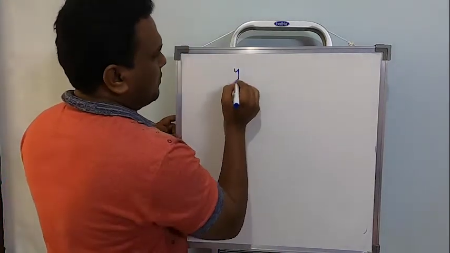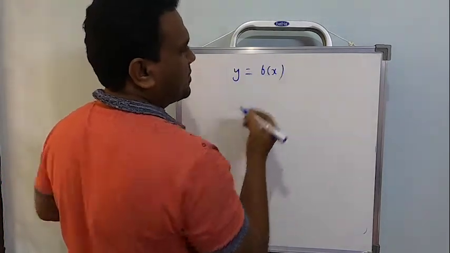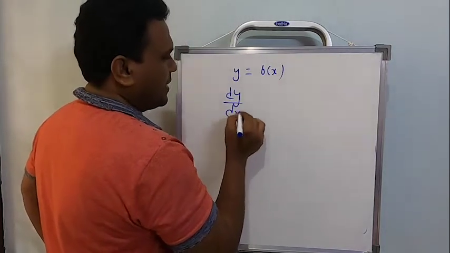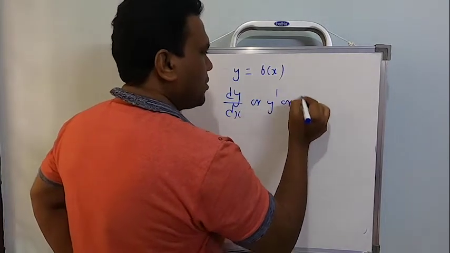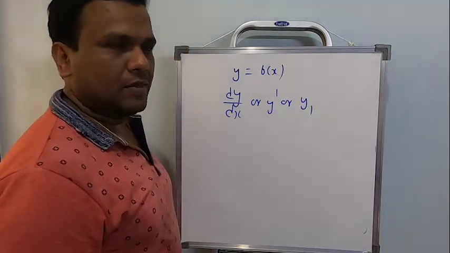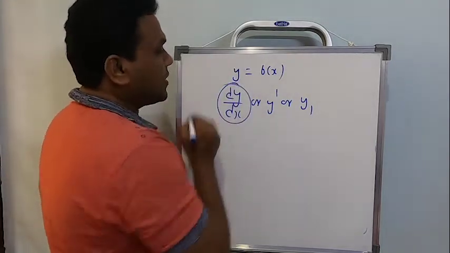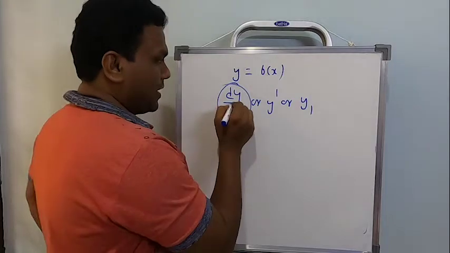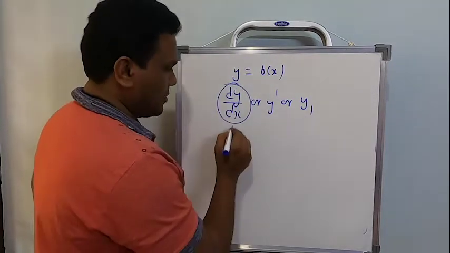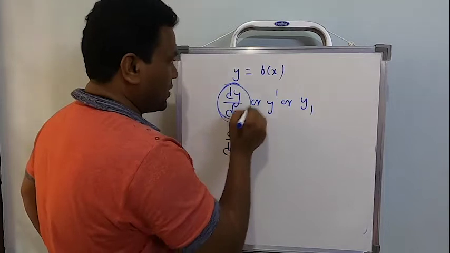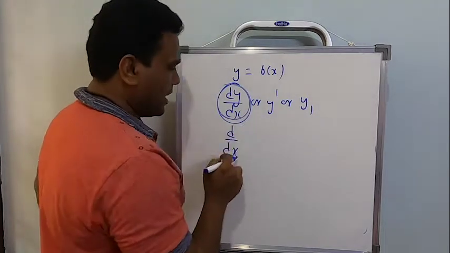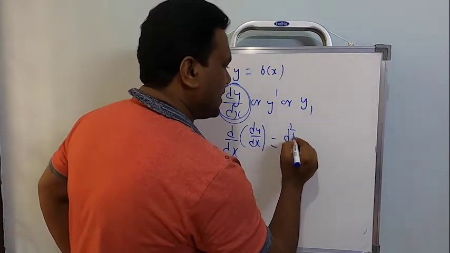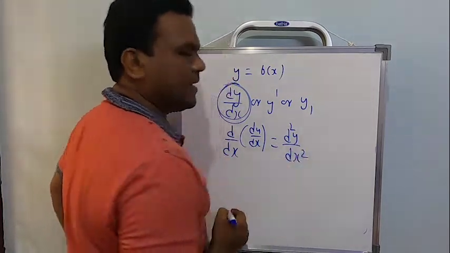Okay, now let's have a function y is equal to f of x. If I differentiate for the first time, I'm going to write it as dy by dx or y dash or y1. This is first time differentiation. We call it the first order derivative. That is, one time it is differentiated. But now if I differentiate this once again with respect to x, then d by dx of dy by dx will be simply written as d square y by dx square.